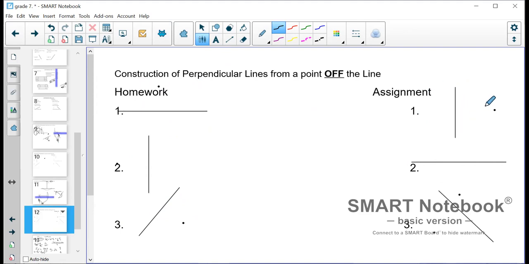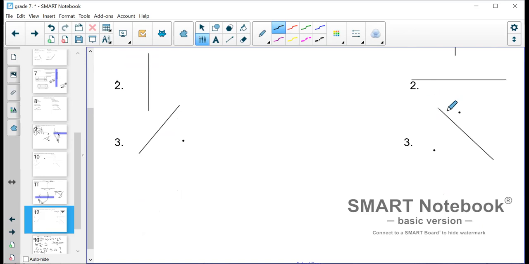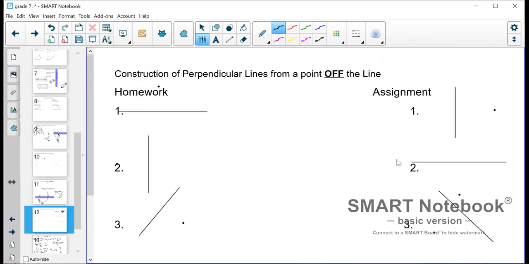All right, vertical line, the point is on the right-hand side. Horizontal line, the point is at the bottom. And the oblique line, which is here, the point is on the left side bottom. All right, so that is your homework and your assignment. Kindly complete them and ensure that they are done neatly.